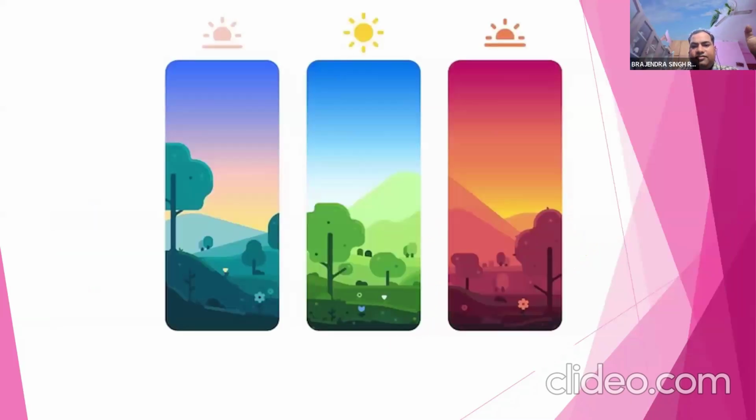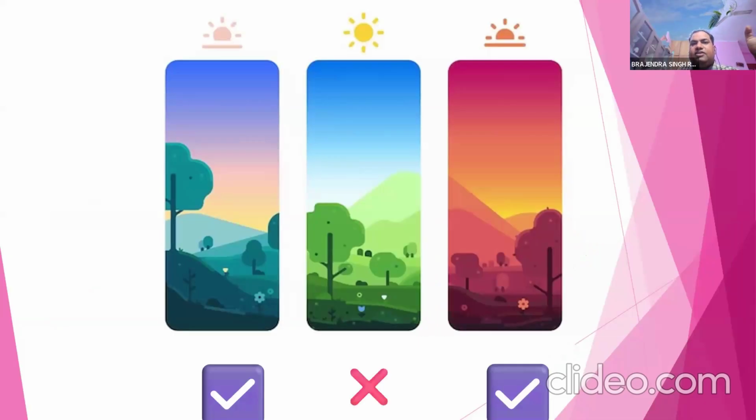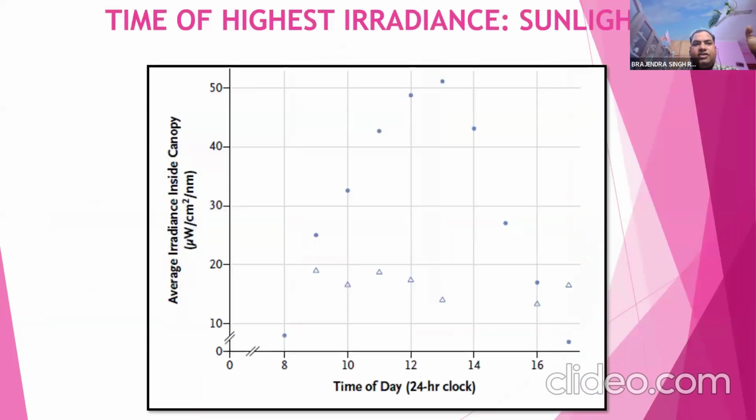These are the different phases of the day. In the morning we can use it, in the evening we can use it, not in the peak time of day, because at this time there are more chances of hyperthermia. Time of the highest irradiation of sunlight, this is also showing irradiation in a 24-hour block. So just look, this is the time frame showing morning time and evening time. We can use this time to decrease the risk of hyperthermia.